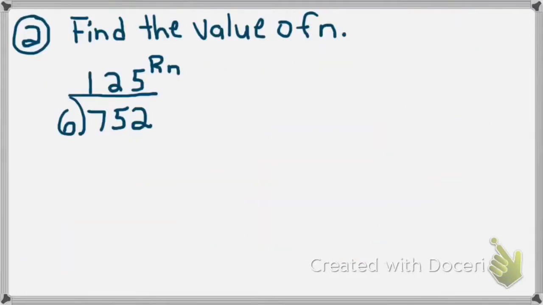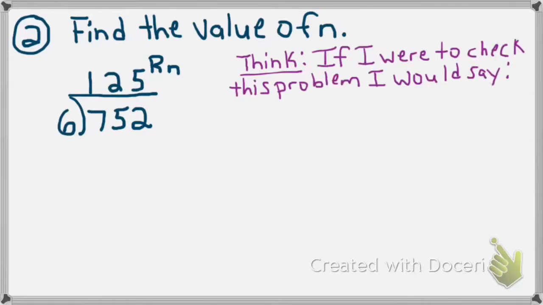Let's take a look at number 2. Number 2 says find the value of n. And I have a division problem. 752 divided by 6 equals 125 remainder n. So I see that my n is my remainder. That's what I need to figure out. What is the remainder? So this is what I'll think as I solve the problem.